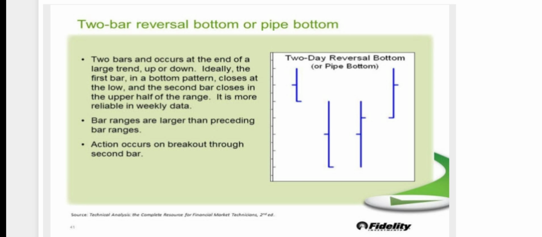Now you'll see that it has two bars and occurs at the end of a large trend, up or down. Ideally, the first bar in a bottom pattern closes at the low, and the second bar closes in the upper half of the range. Now, it's more reliable when you're using it with weekly data, and the bar ranges are larger than the preceding bar ranges. And really, the action occurs, once again, on breakout through the second bar. And remember, with this we're actually looking at an open high, low close, or bar chart. That's where you're going to find this particular pattern.